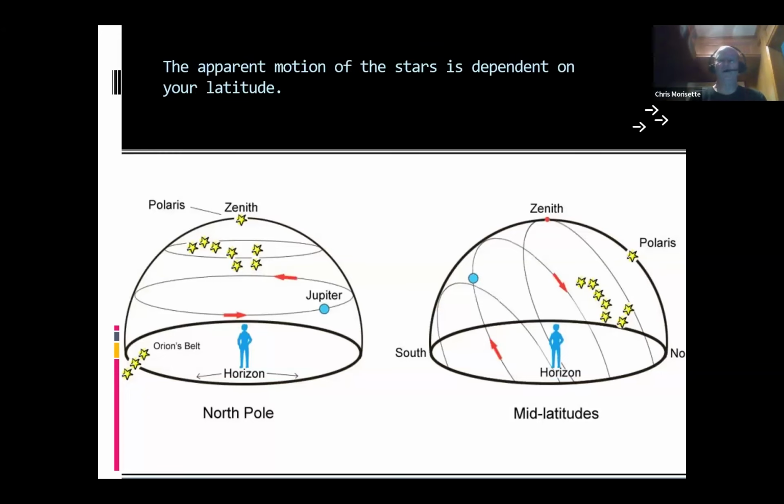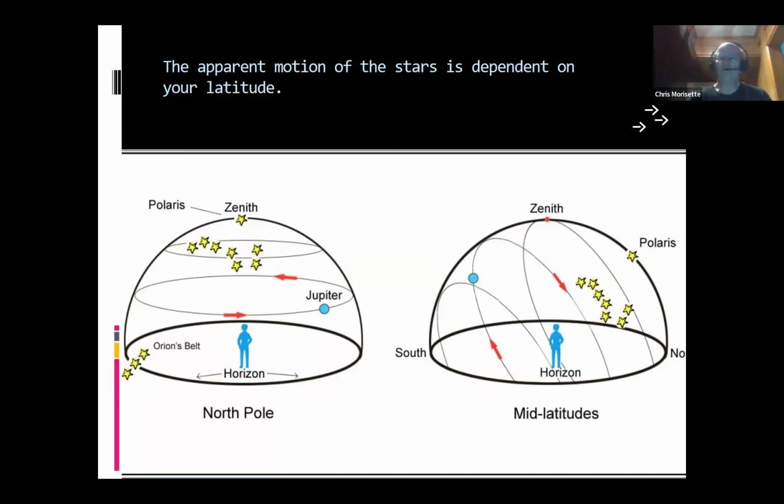A little bit about the apparent motion of the stars, and it's going to depend on the latitude that you are at. So if you are at the North Pole, the celestial North Pole and Polaris, which is our North Star, will be right above your head. And as the night goes by, the various objects in the sky, the stars anyway, will appear to circle around your head. And that's because you're at 90 degrees north.